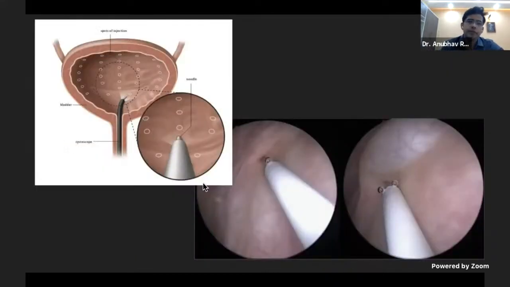And this is how botulinum toxin is injected. We go into the urinary bladder with an endoscope and inject botulinum toxin at pre-selected points in the urinary bladder. Botulinum toxin is a muscle relaxant, so it relaxes the bladder and prevents undue contractions of the bladder.